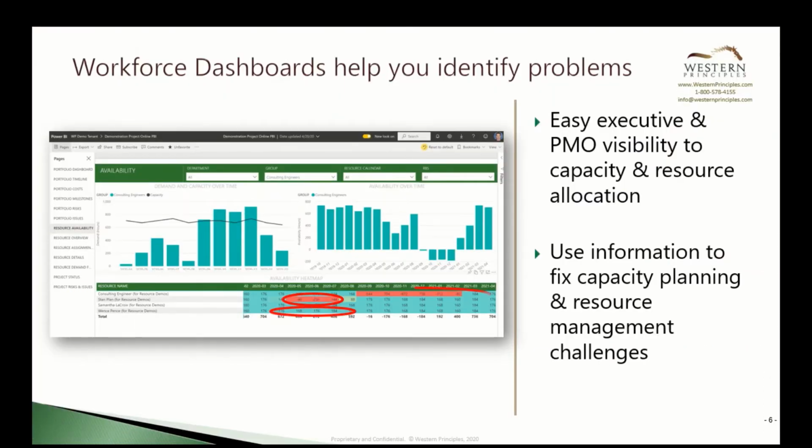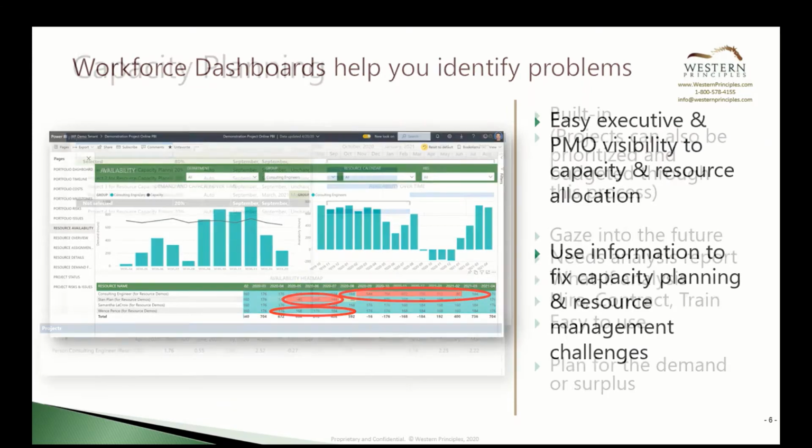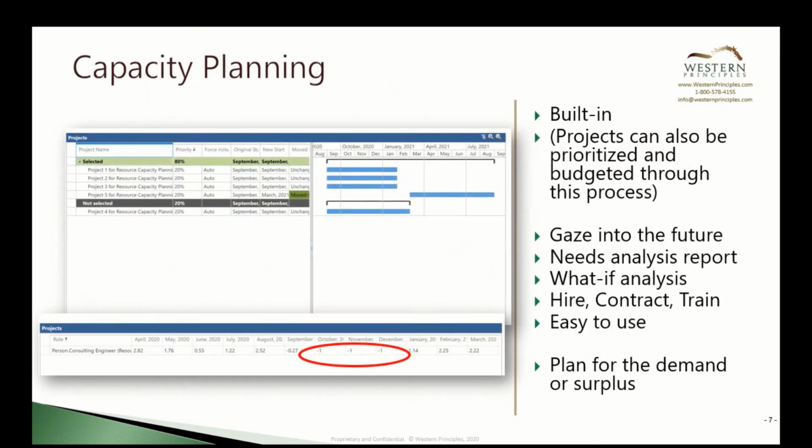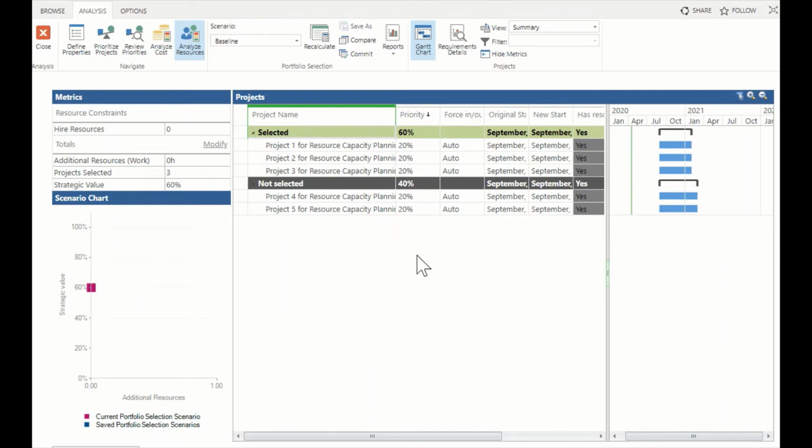The Power BI dashboards give you a lot of information that will help you understand your resource issues and make decisions quickly. Let's do some capacity planning. The capacity planning feature is part of the portfolio analysis tool. In here, you can prioritize projects and assess them against a budget. The final step in this process is to make capacity planning decisions so that you can actually do the projects.